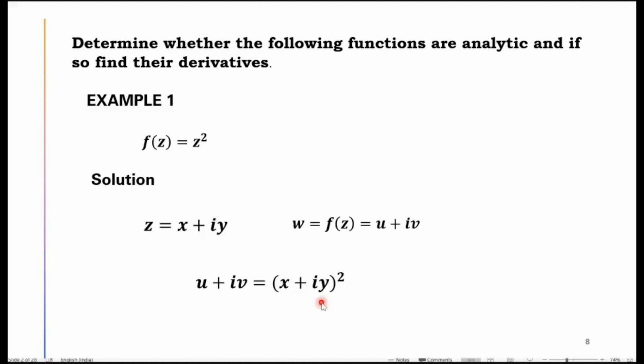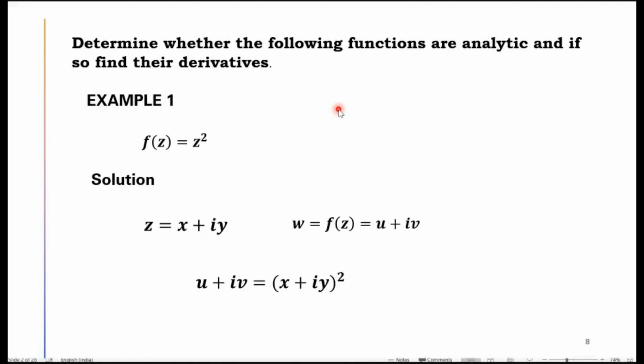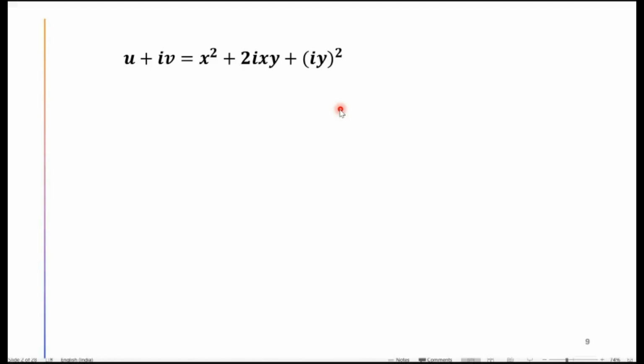To get the real and imaginary part on the right hand side, expand this. A plus b whole square हमें expand करना है. So I will get a square plus 2ab plus b square. है ना? a की वैल्यू x है, b की वैल्यू iy है. That is why I am writing x square plus 2i xy plus iy the whole square. ठीक है? Now what is i square? We know it is equal to -1. So I will replace: x square plus 2i xy minus y square.